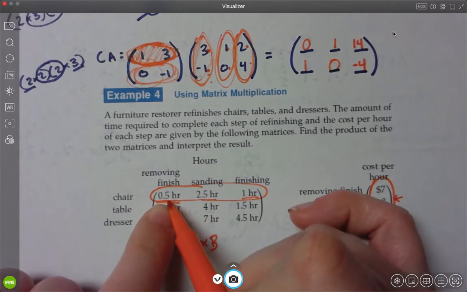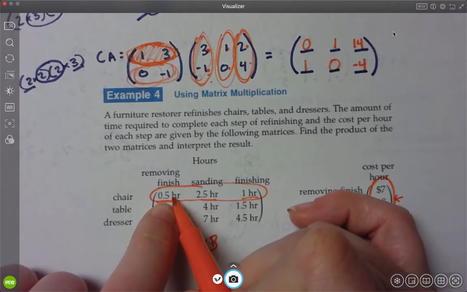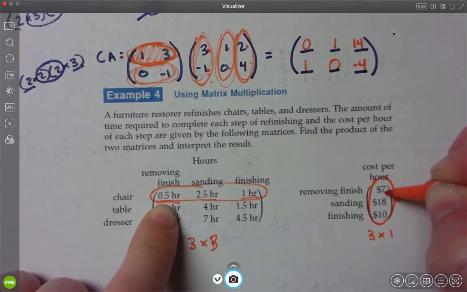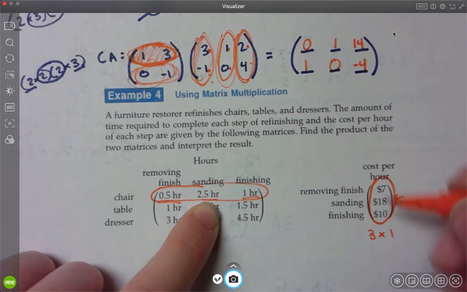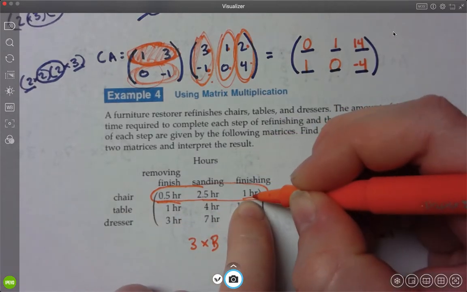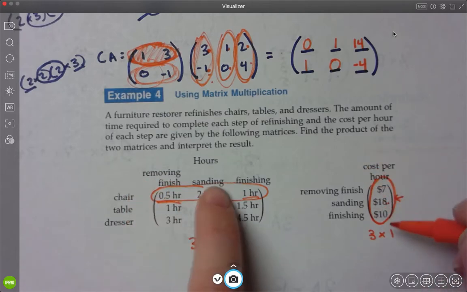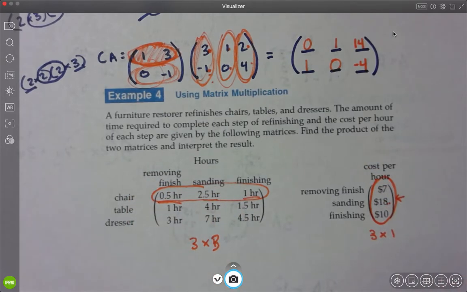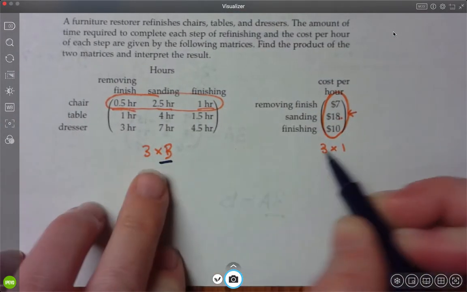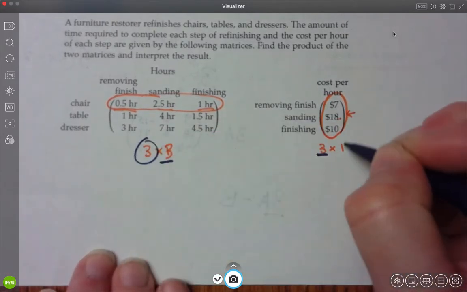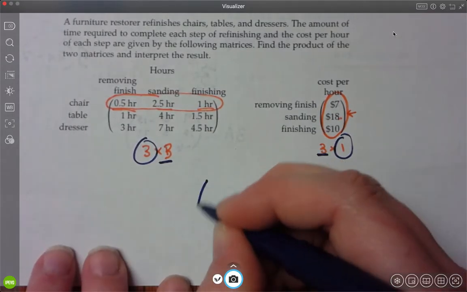Removing finish is this 0.5 or half hour. I'm going to multiply that by the removing finish rate, which is over here, which is 7. Sanding, 2.5 hours, is going to be the rate of $18. And then finishing, 1 hour, is going to be the rate of $10. So I'm multiplying each one by its own category. When I multiply these together, the middle two dimensions are the same, so I know that I can multiply them. But my answer is going to be a 3x1 matrix, because that's what's left over.